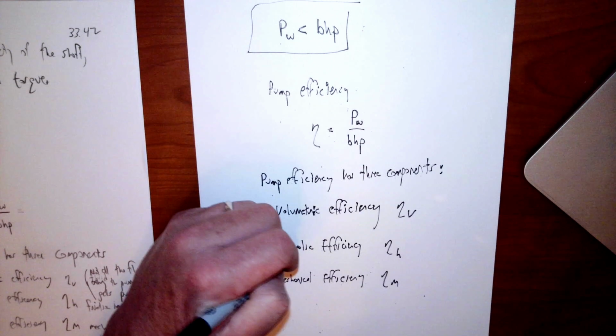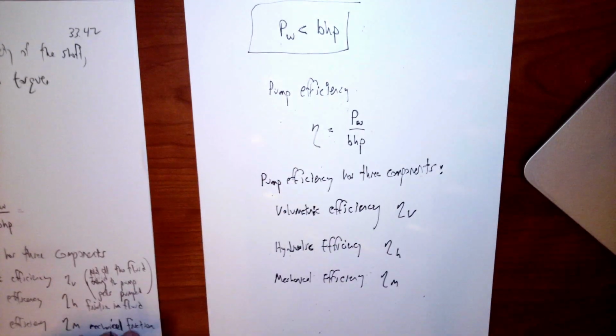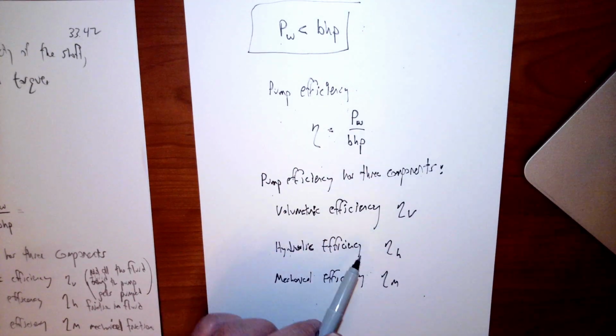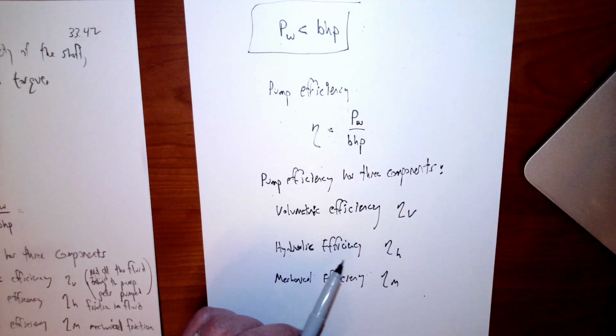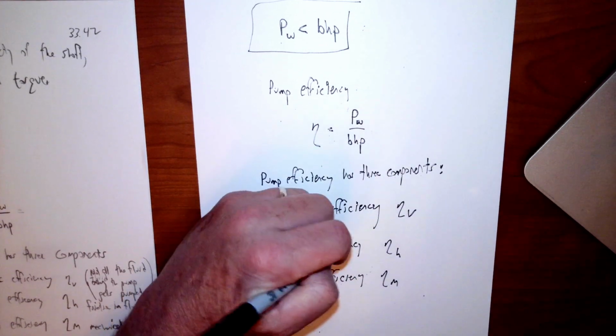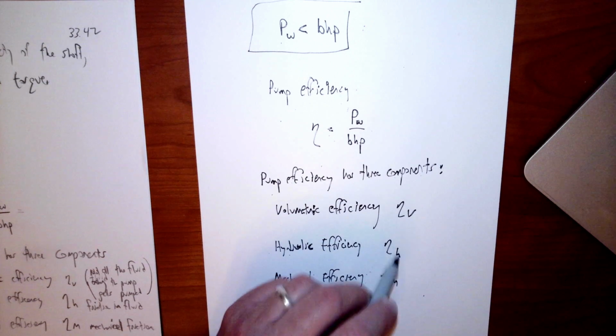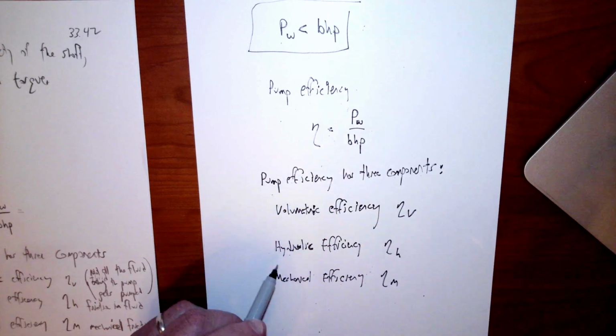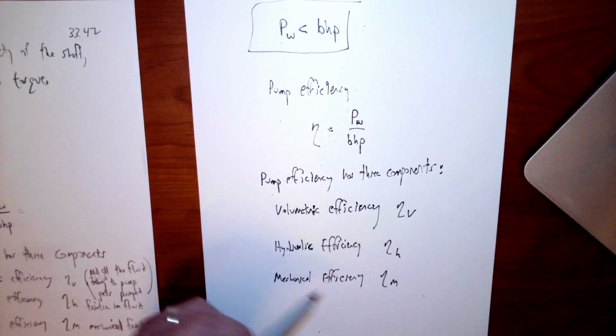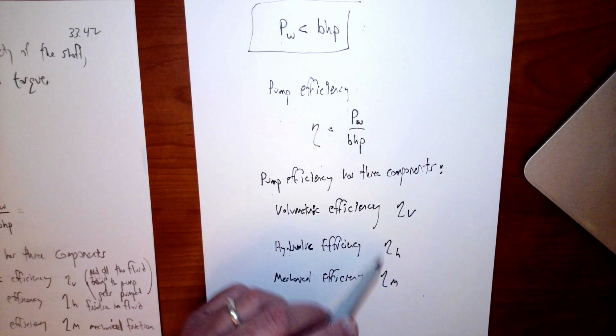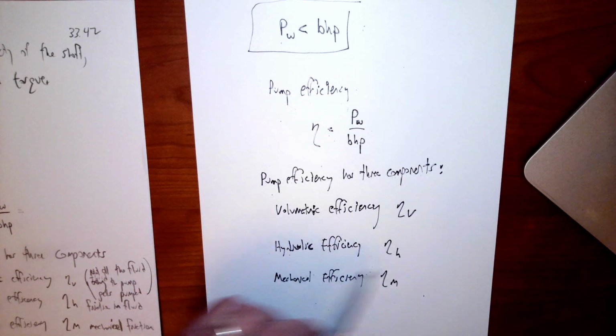Hydraulic efficiency is basically the friction in the fluid. This is the fact that, as we said, the fluid is probably turbulent, swirling, with all kinds of viscous effects, and that's all going to decrease the efficiency of your pump, because the way the fluid is interacting with itself or with the walls is causing friction losses in the fluid.